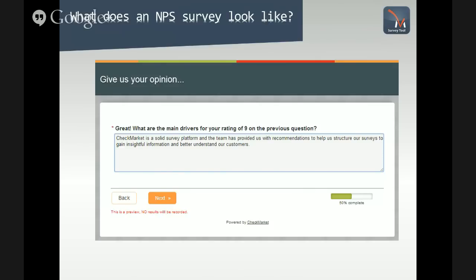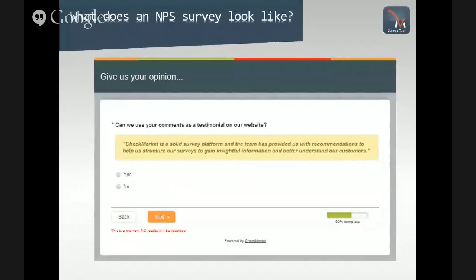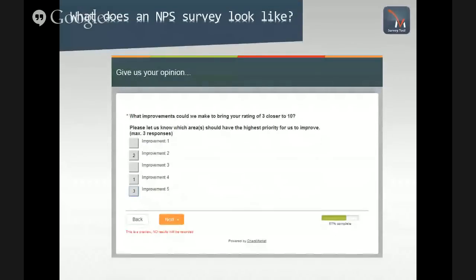And then if you want to take that even a step further, you can ask, for instance, can we use your comments in an advertisement or in a testimonial on your website? You re-show the question and their response, so they can judge it and say, oh yeah, I'm willing to let you use that. That's great if you can get that too, and it doesn't really cost you anything in the survey just to ask.